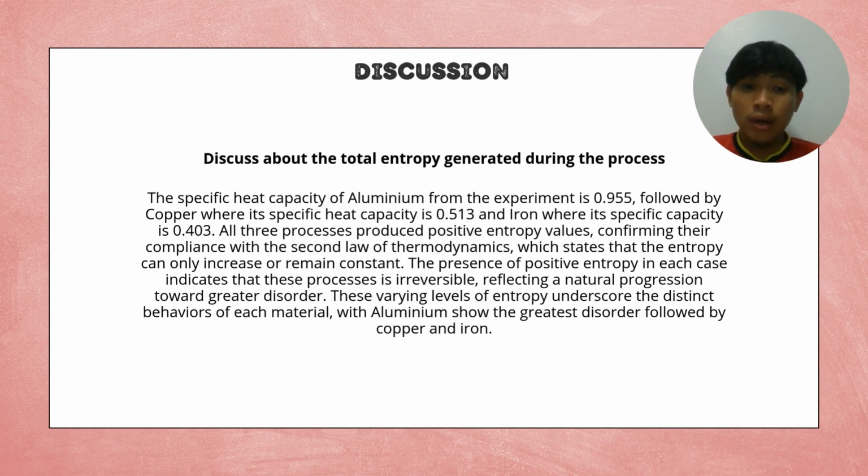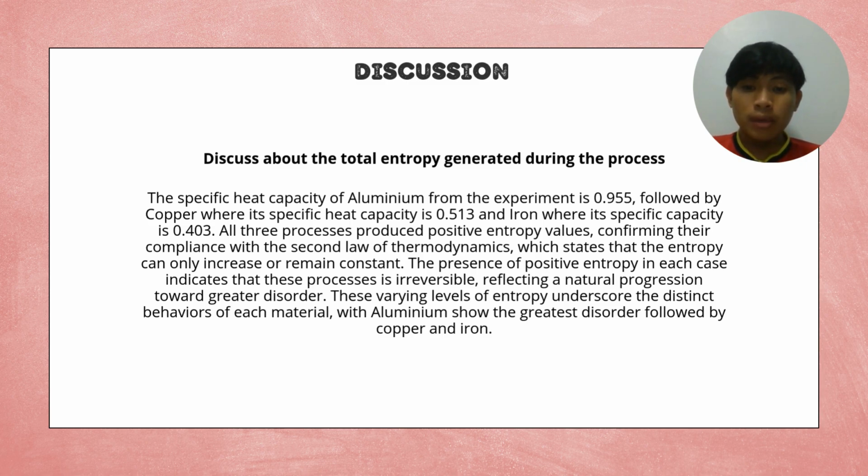Okay, so right now we're going to go to the third part of our discussion, which is to discuss the total entropy generated during the process. We know that the Cp of aluminum from the experiment is 0.955, followed by copper, where the Cp is 0.513, and last but not least, iron is 0.403.